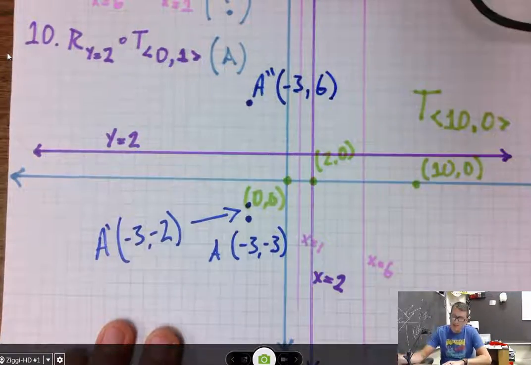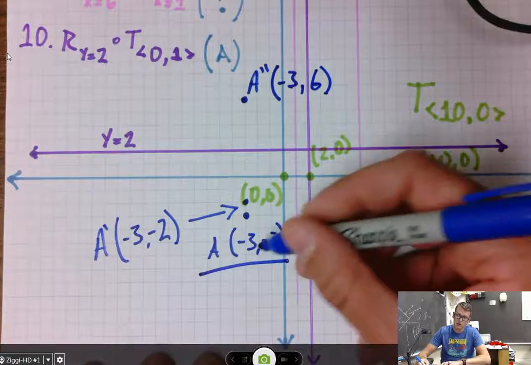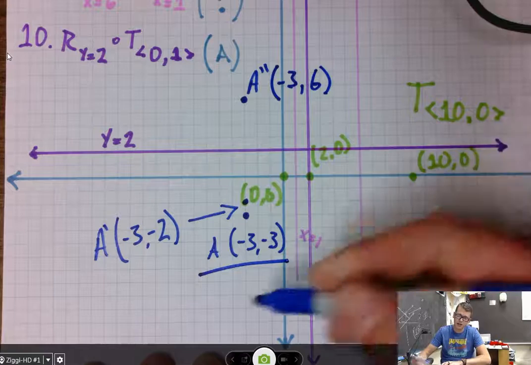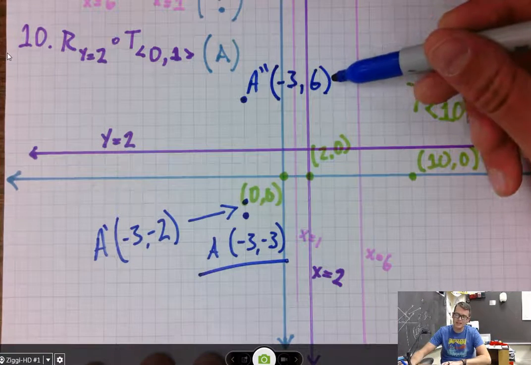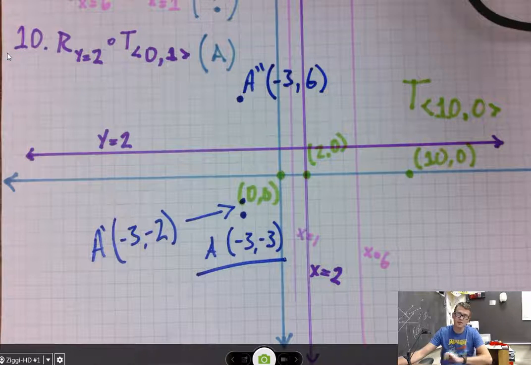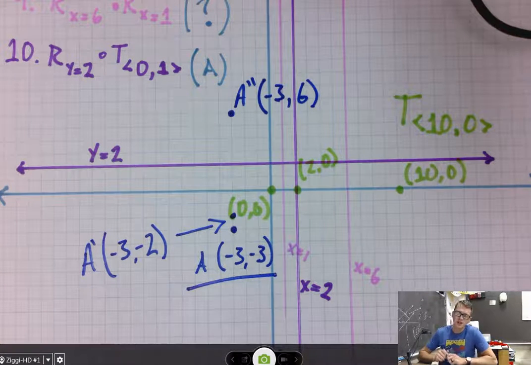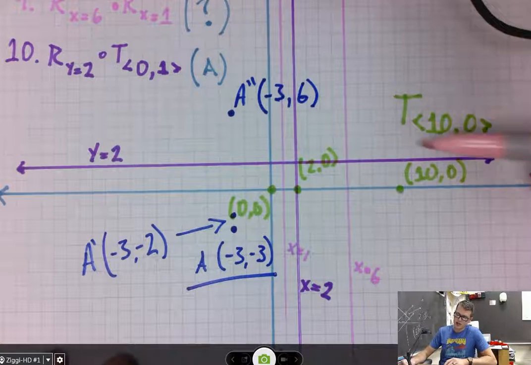6. So the question now becomes, what single transformation would take you from your point of -3, -3 to the point -3, 6? And again, there's a couple different options. I'm going to pause the video while I let you think for a second. You should pause the video also, and then I will come back and give you one of those options that we can use.